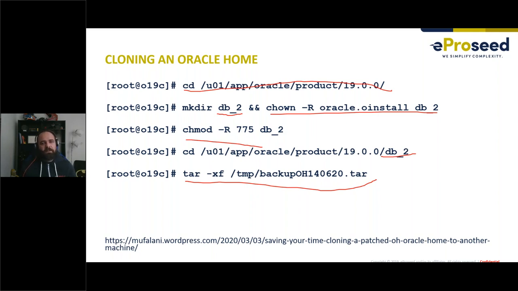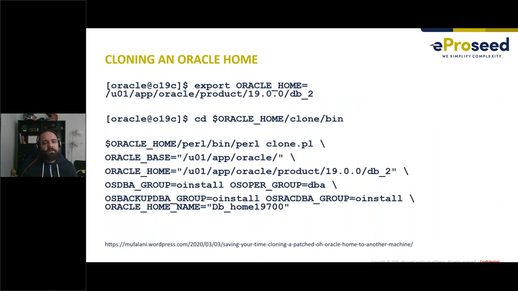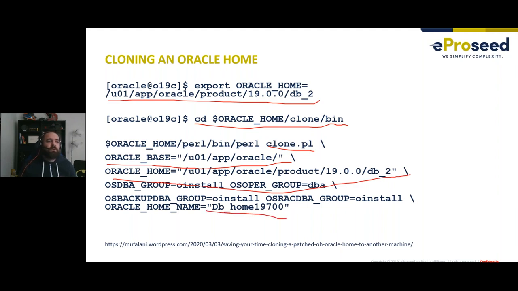This is the first part. We process this as root, and then as Oracle user, we can just export Oracle Home, go to the Oracle Home clone bin, and launch this script with this long line here. We pass Oracle Base, Oracle Home, Oracle Groups, and the name of the new Oracle Home, and that's it. After some minutes, you have a cloned Oracle Home registered in your Oracle Central Inventory.